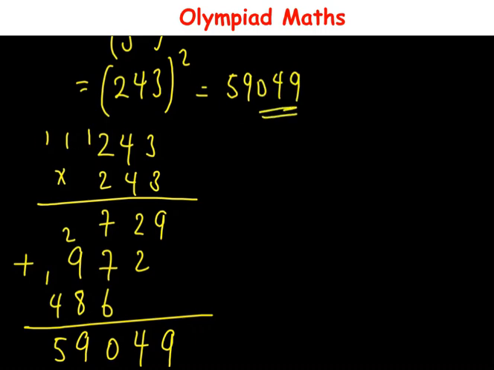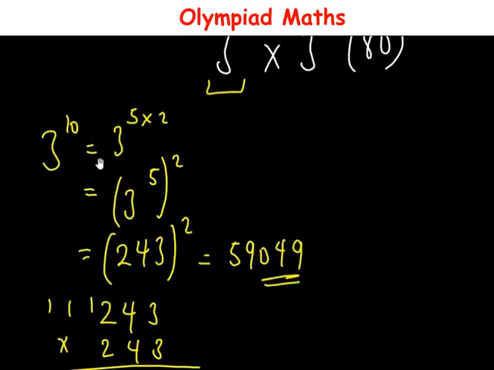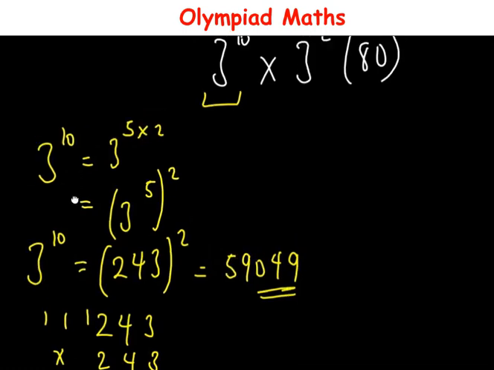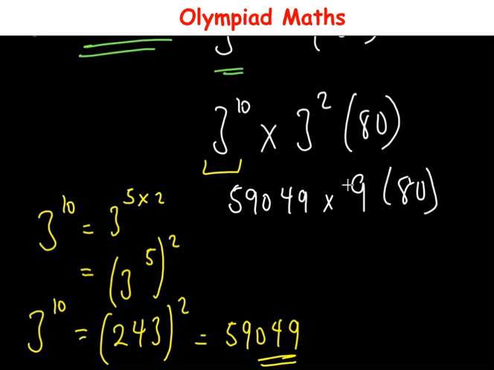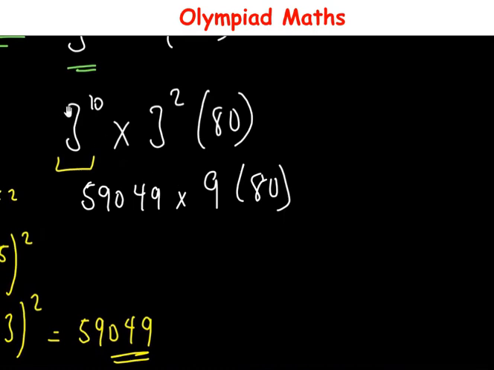59049. Don't forget that 243 squared is also the value of 3 raised to power 10. So 3 raised to power 10 is equal to 59049. Inputting this value, we have 59049 to replace 3 raised to power 10, times 3 squared, which is 9, then multiplied by 80. The next thing is to multiply 59049 times 9, and the value multiplied by 80 becomes the final answer.